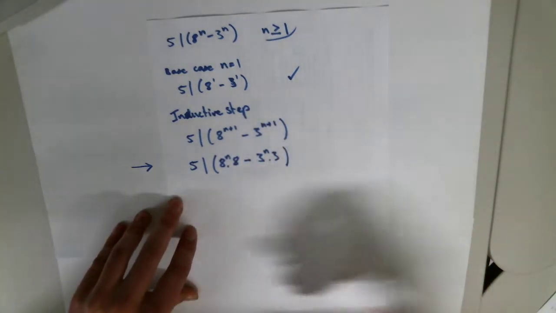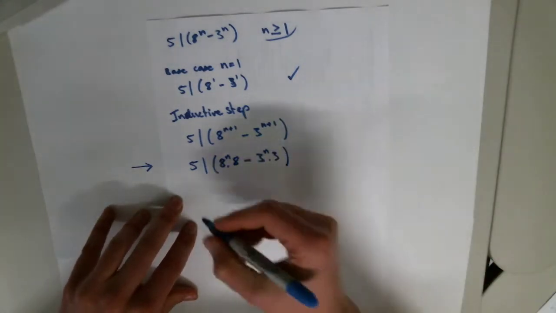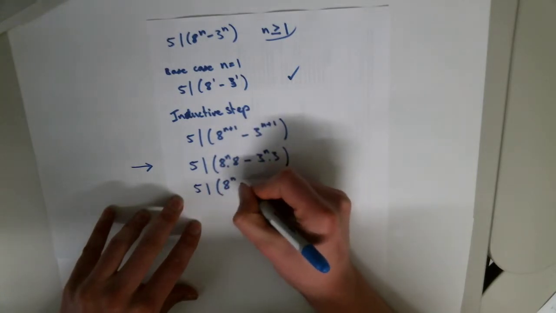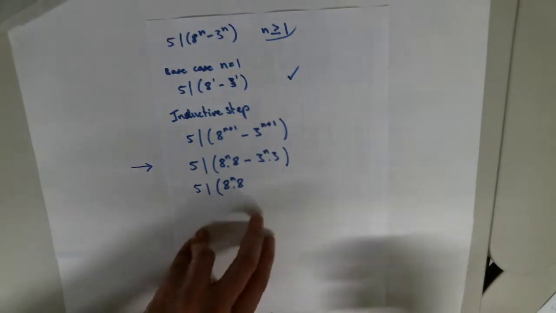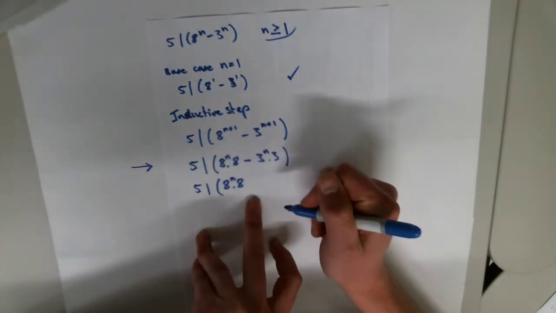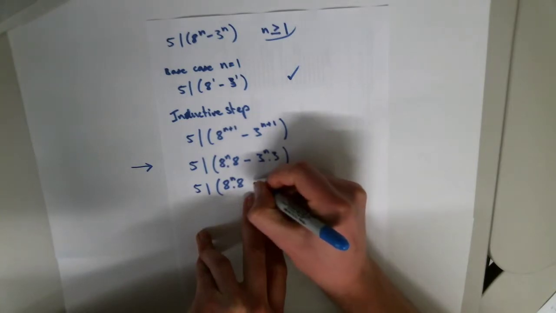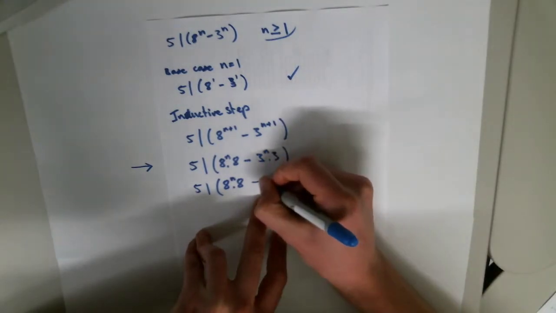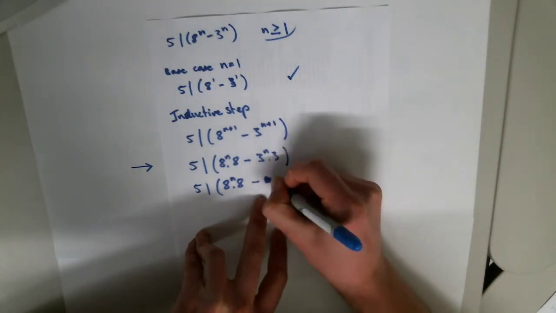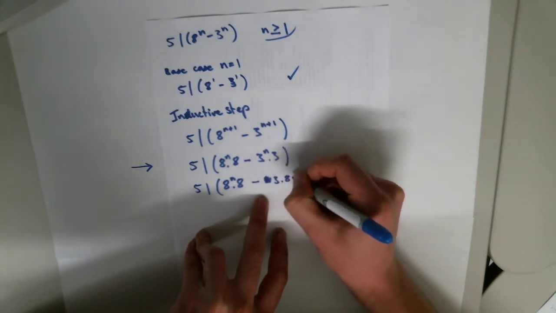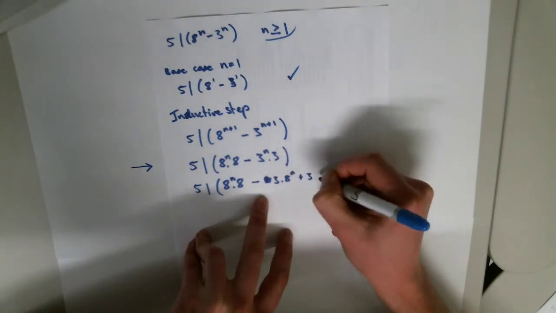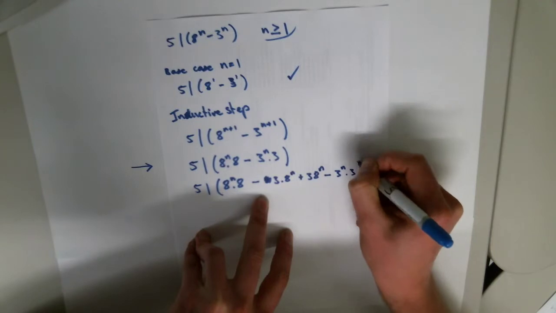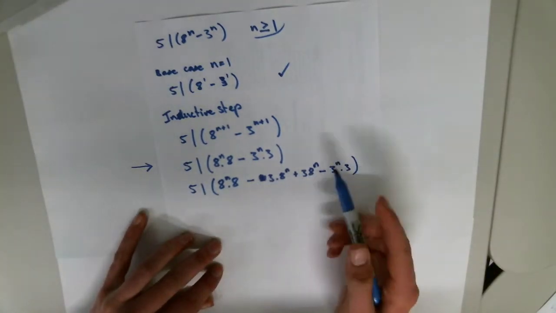And now I'm going to add in two equivalent terms but with opposite signs. So this is the same as adding 0 to our term. And the particular term I'm going to choose, and you'll see why in a moment, is 3 times 8 to the power of n. Okay, so I'm going to say 8 to the n times 8 minus 3 times 8 to the power of n plus 3 times 8 to the power of n minus 3 to the power of n times 3. Okay, so again, these are just cancelling each other out.